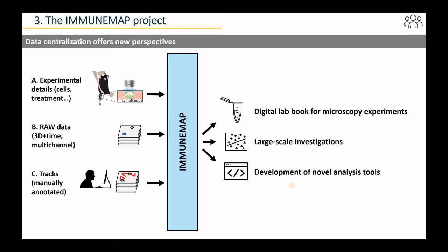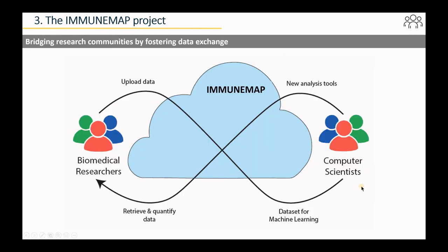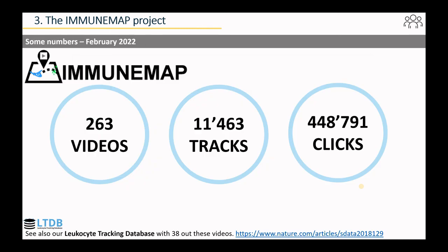IMMUNEMAP can be used as a digital lab book to retrieve the experiments, for large-scale investigations by combining data from multiple laboratories, and also to support the development of novel analysis tools. Indeed, with IMMUNEMAP, it's possible this loop, where biomedical researchers upload data. This can be used as datasets for machine learning by computer scientists that can provide back novel tools that allow biomedical researchers to perform more advanced analysis.